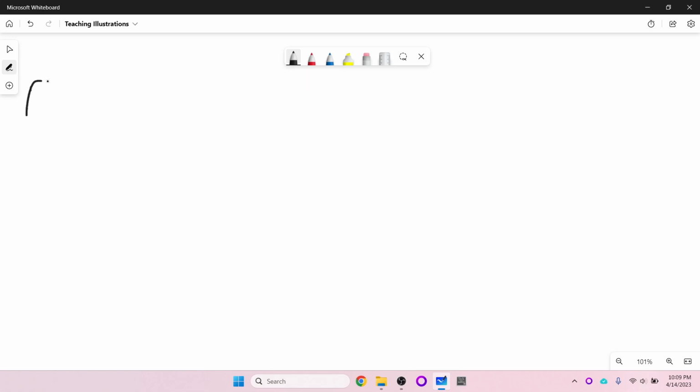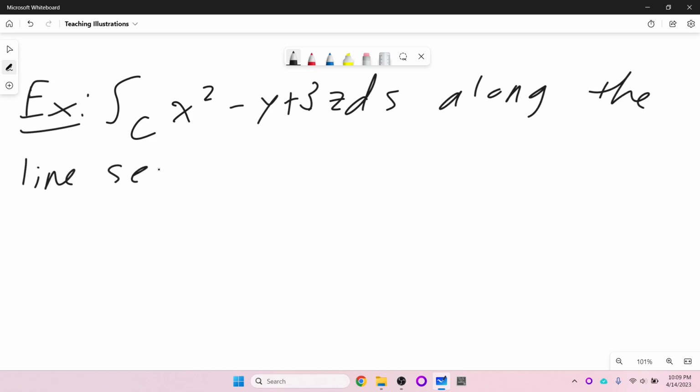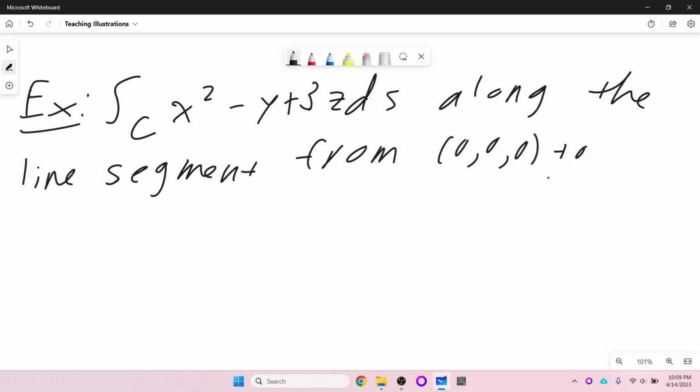Alright, so, example. Integral along C of x squared minus y plus 3z ds along the line segment from 0, 0, 0 to 1, 2, 1.